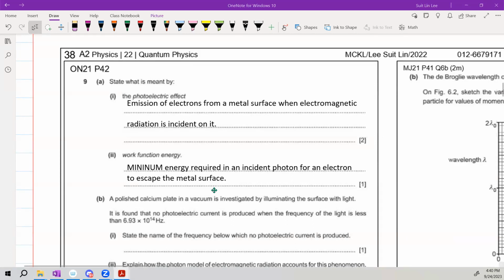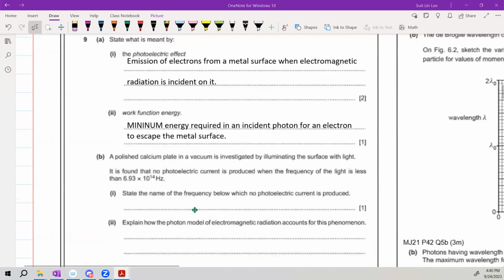A polished calcium plate in a vacuum is investigated by illuminating the surface with light. It is found that no photoelectric current is produced when the frequency of light is less than 6.93 times 10 to the power of 14. When you see the term no photoelectric current, that means there is no electron emitted from the metal surface. So name the frequency below which no photoelectric current is produced. This is called the threshold frequency.